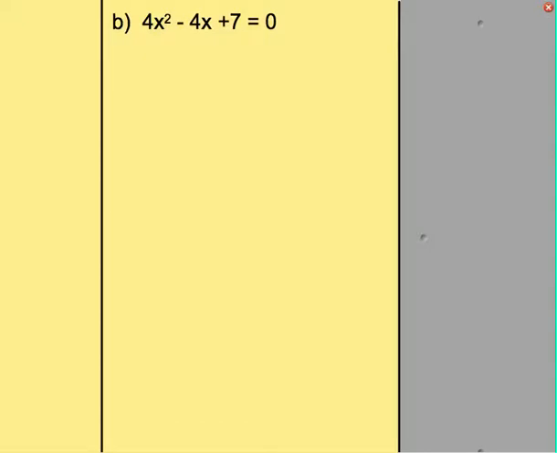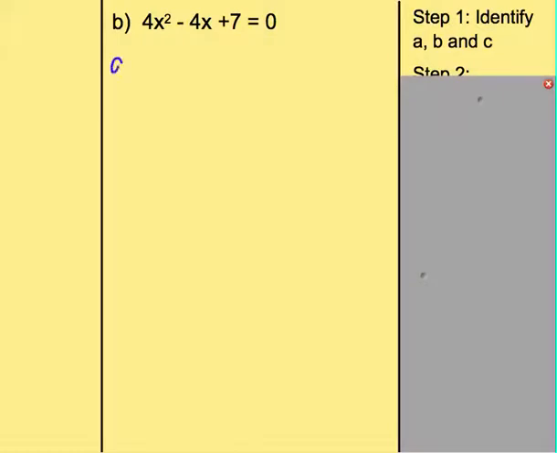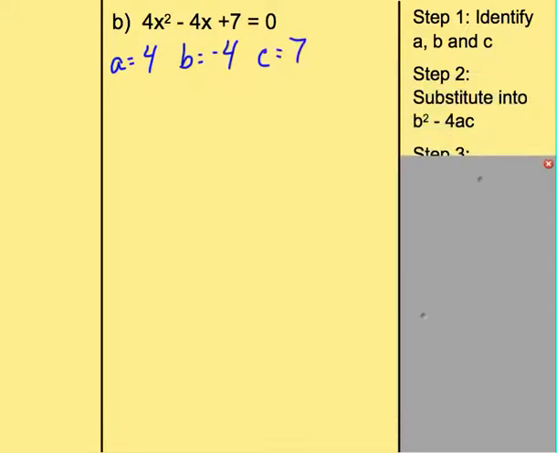All right, next example. Identify a, b, and c. It is equal to 0, so that should be our first step. Then identify a, b, and c. Substitute them into your discriminant formula. So we get b squared. Again, you can use the absolute value of b. Once you square that negative 4, it becomes positive anyway. Minus 4 times a times c.